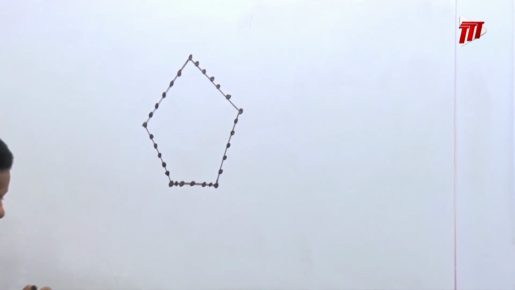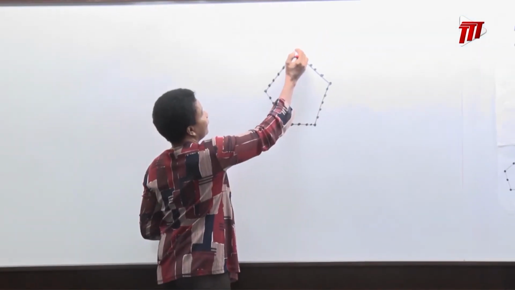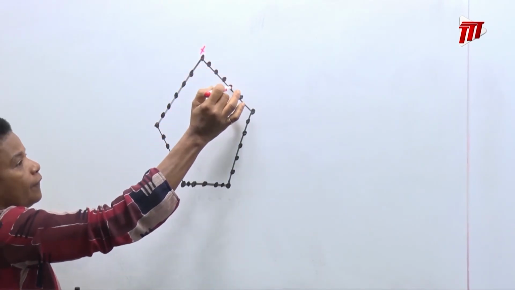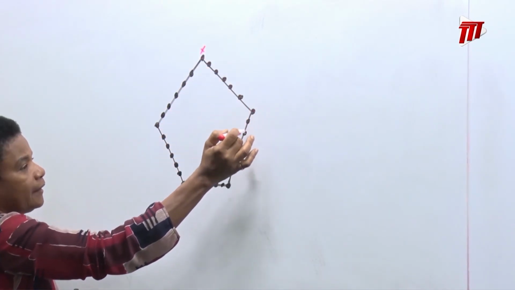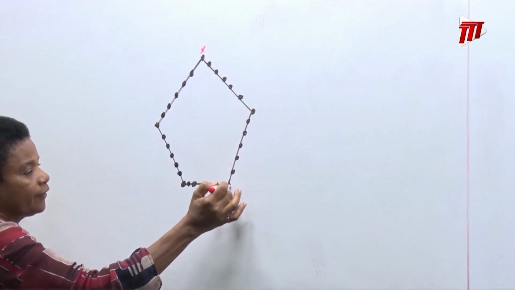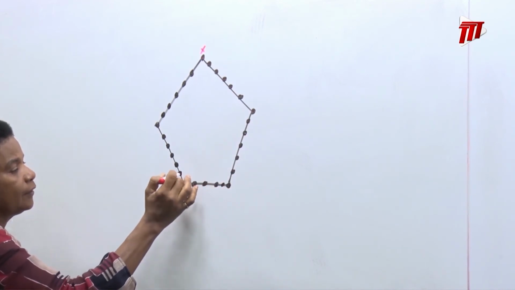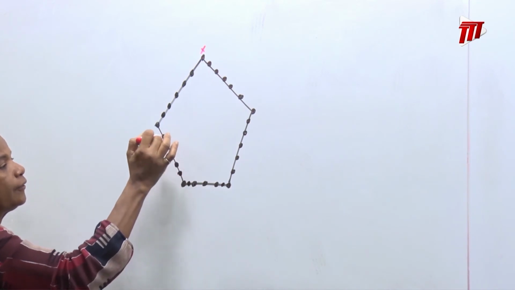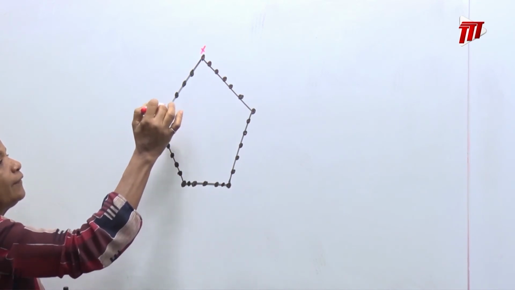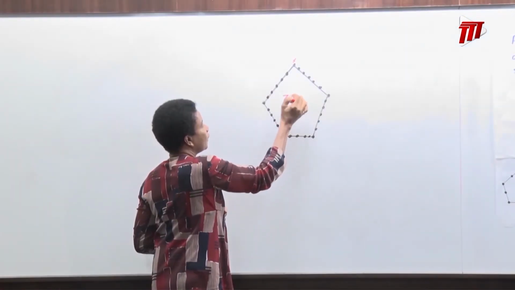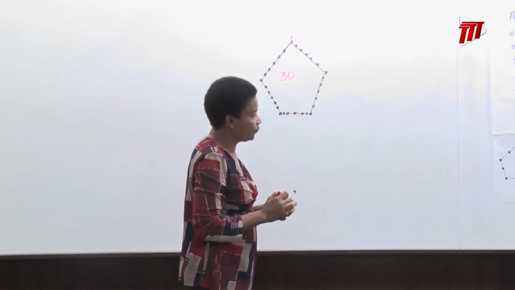So let's count how many dots we have placed on this pentagon. Starting here, we have 1, 2, 3, 4, 5, 6, 7, 8, 9, 10, 11, 12, 13, 14, 15, 16, 17, 18, 19, 20, 21, 22, 23, 24, 25, 26, 27, 28, 29, 30. So the fifth pentagon will have 30 dots.